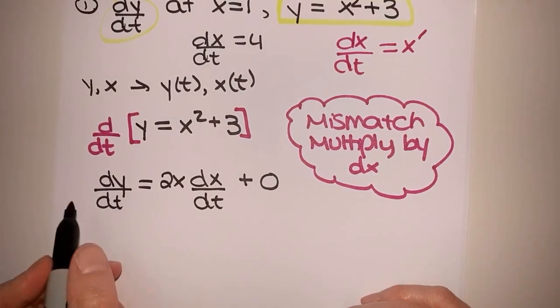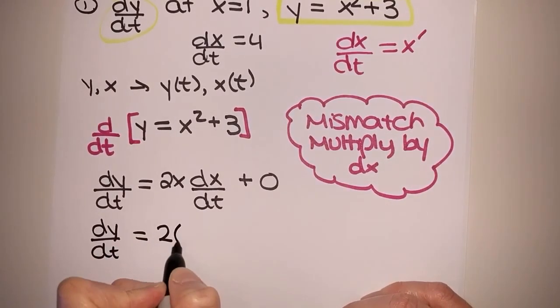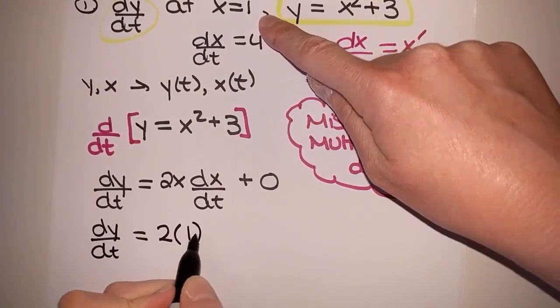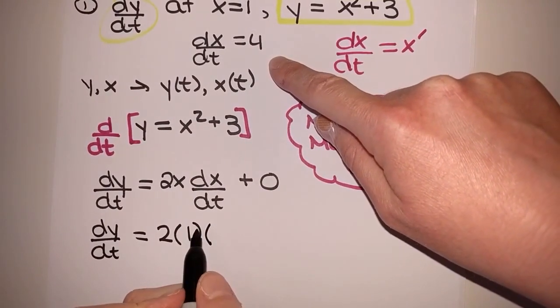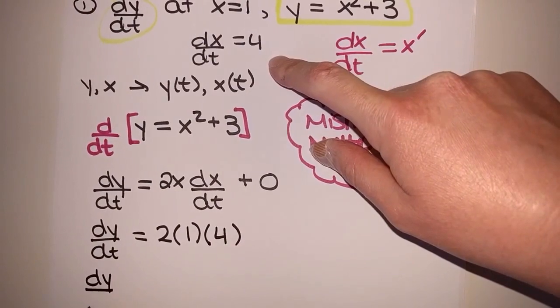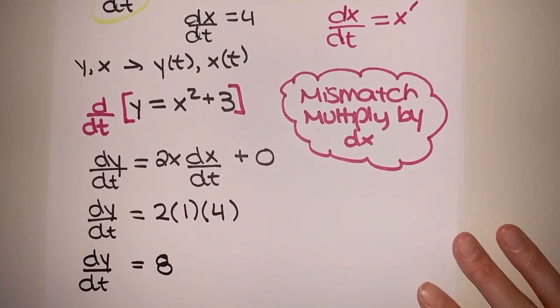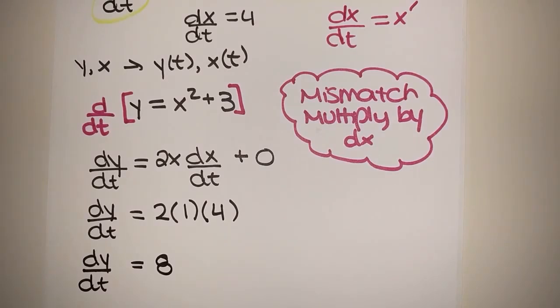All right, so we are trying to find dy dt, that's what we're trying to find, and then we have 2, they tell us that x is equal to 1. dx dt, they tell us at the very beginning of the problem, is equal to 4. So that would give us that dy dt is equal to 8. And that's all there is to it. So we just differentiate, then plug in our known quantities, and we get the answer of 8.